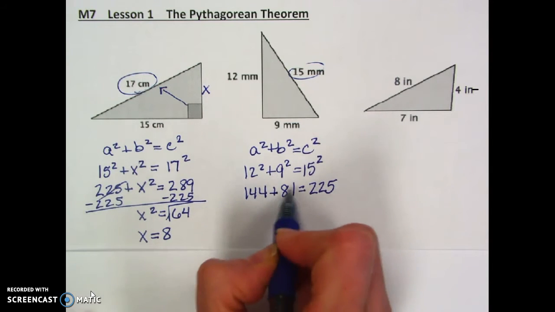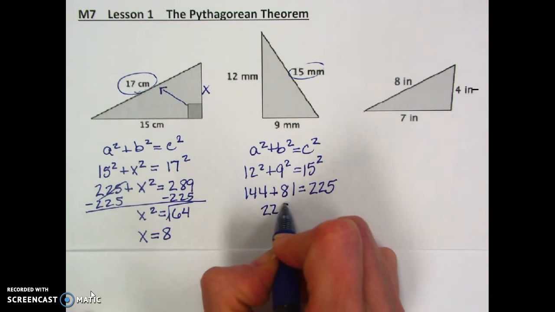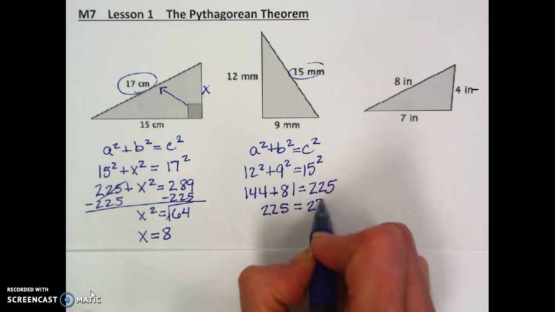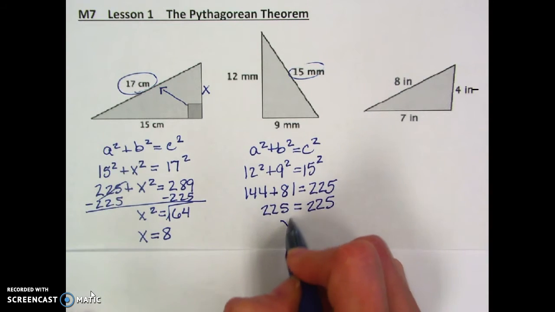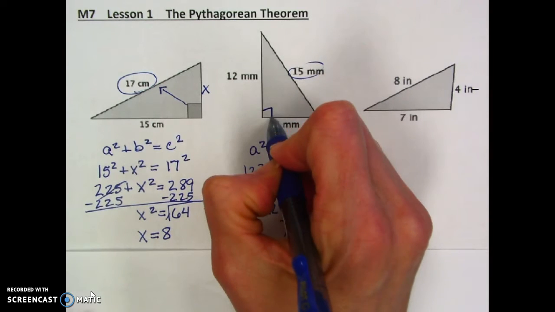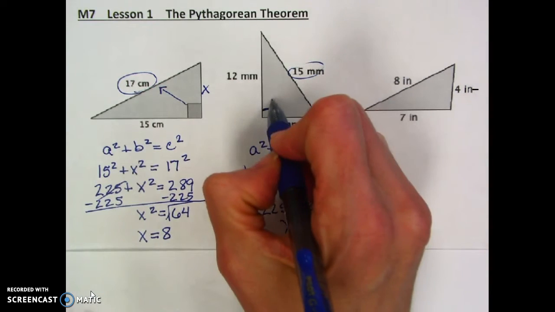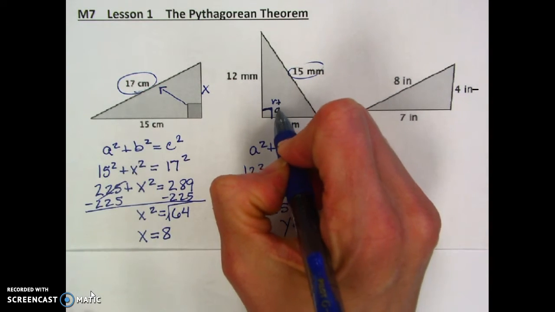If I add up the left side here, I get 225. The right side is 225. So yes, this is a right angle. Okay, it is a right angle.